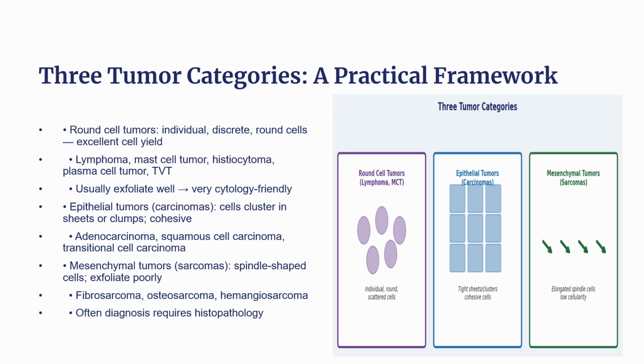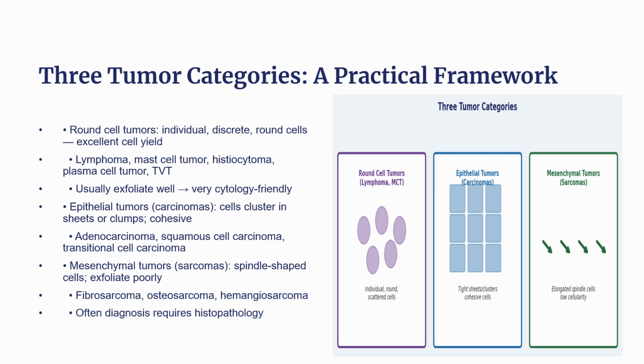And mesenchymal tumors, sarcomas, come from connective tissue cells that are firmly embedded in a matrix, so they don't exfoliate well at all. A sarcoma aspirate often looks almost acellular, just a few spindle-shaped cells, which can be frustrating, but is actually informative. A mass that gives you almost nothing is suspicious for a mesenchymal tumor and is a prompt to go to histopathology.